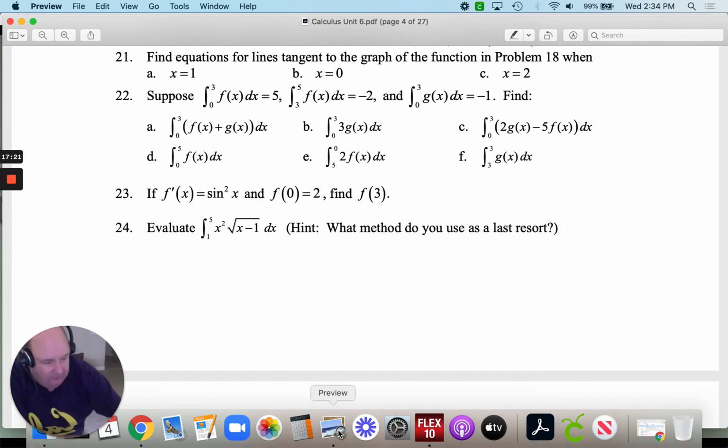All right, last question for your assignment, number 24. You're evaluating from 1 to 5, x squared. I'm going to already change it to x subtract 1 to the half. And then in number 24 it says, what do you do as a last resort? Give up. No. At last resort, you ask your math teacher and you just copy what he does. Nope, try again. It's U substitution. So let me show you it.